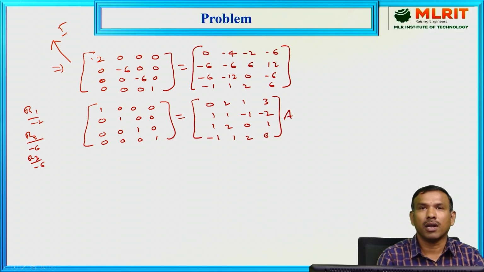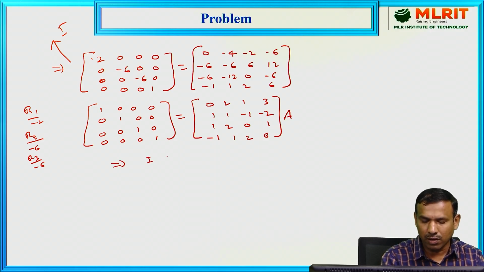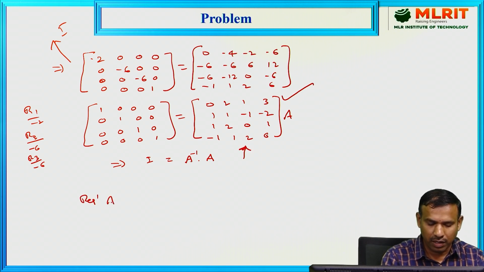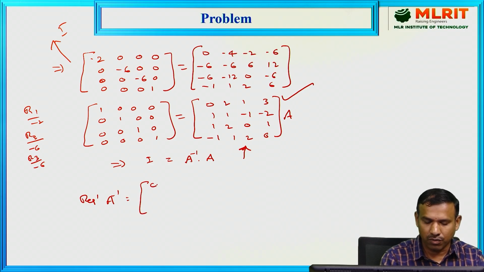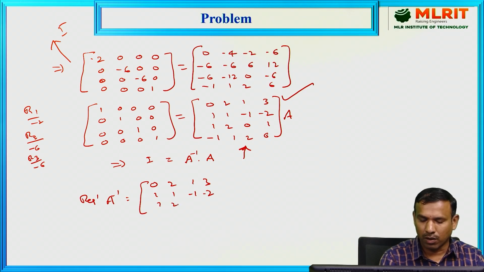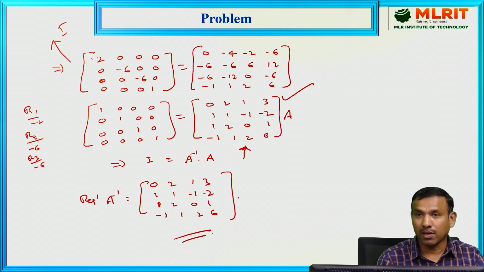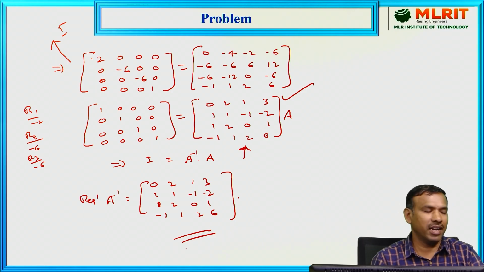Into A. Now clearly it is in the form of I is equal to something into A. Definitely it could be A inverse. So this could be our required A inverse for the given matrix, right? 0, 2, 1, 3, 1, 1, minus 1, minus 2, 1, 2, 0, 1, minus 1, 1, 2, 6. Okay, this is the A inverse of the matrix.